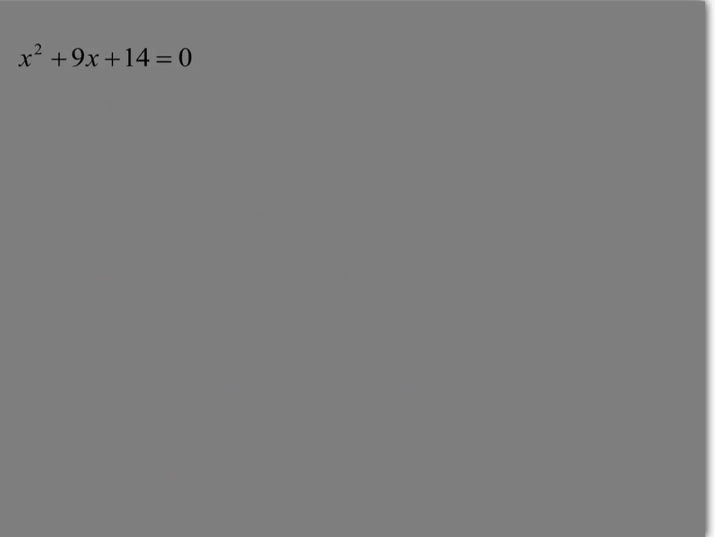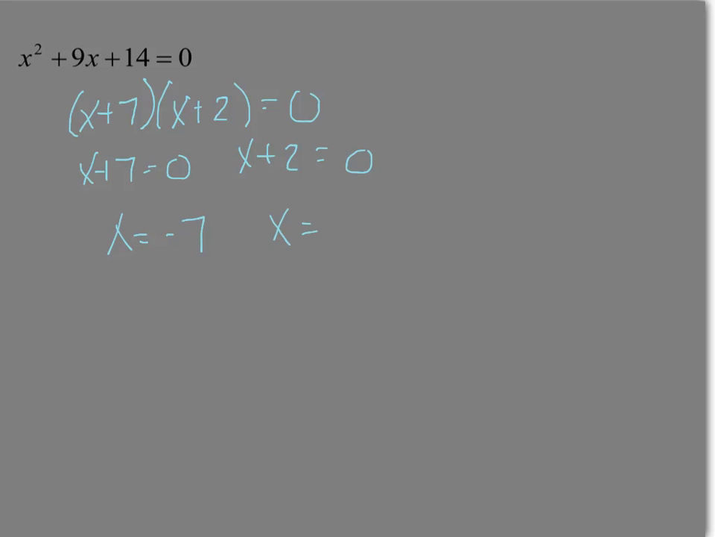Alright, our next problem, we don't have to use bridge because there's no coefficient in front of our x squared term. So we're just going to find 2 numbers that multiply to 14 and add to 9. So my 2 numbers are going to be 7 and 2. So it'll be factored x plus 7, x plus 2. So if I set both of those equal to 0, I'm going to get x equals negative 7 and x equals negative 2. So those 2 will be my final answers.